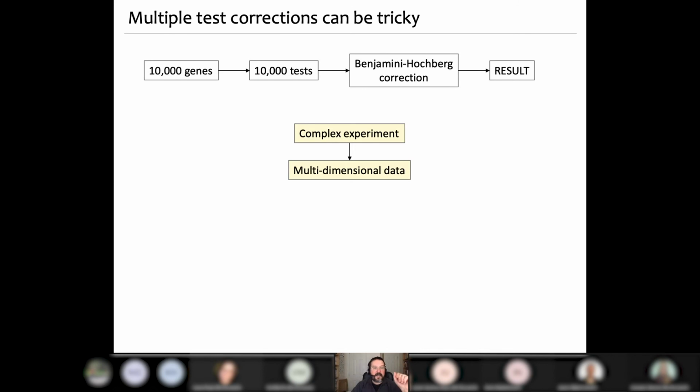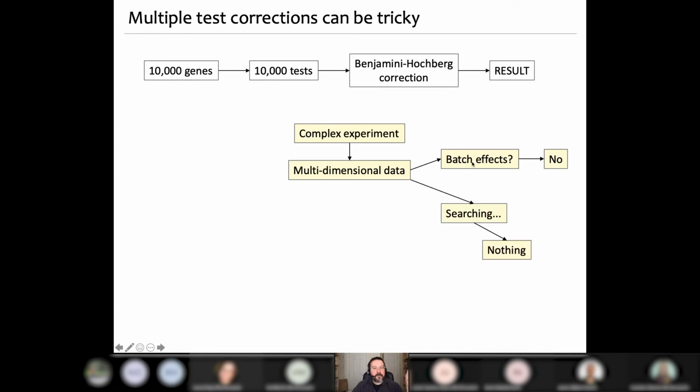And analyzing this data is not a straightforward task. You might first check whether there are any batch effects in your data, and you find, well, no. But is this a test or is it not? Should I apply multiple test corrections after this or not?